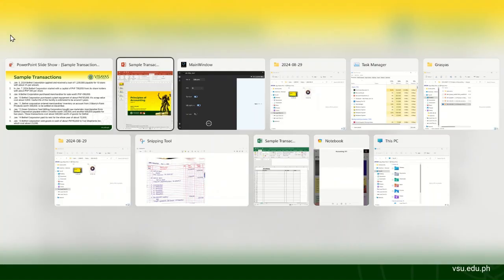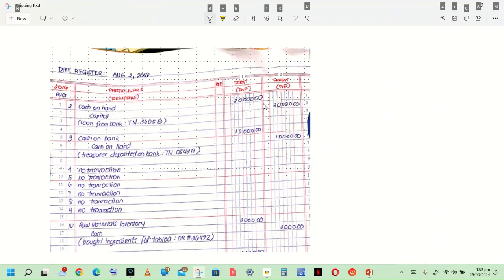What is a journal notebook? This is an example of the journal notebook wherein we enter all the business transactions daily. We will have to write the date here, then the accounts that will be affected by each transaction, and then at this column we write all the decimal places.